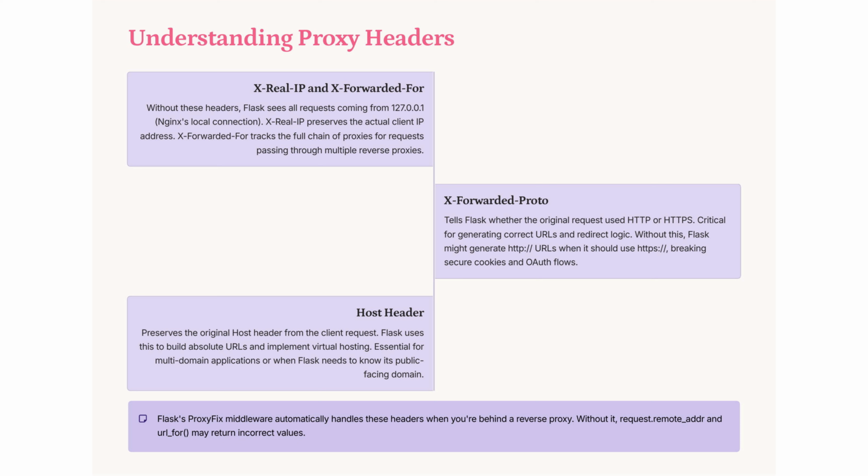X-Real-IP and X-Forwarded-For ensure Flask sees the client's true IP, not just Nginx's. X-Forwarded-Proto indicates if the original request was HTTP or HTTPS, vital for URL generation. The Host header maintains the original client request, essential for multi-domain applications.